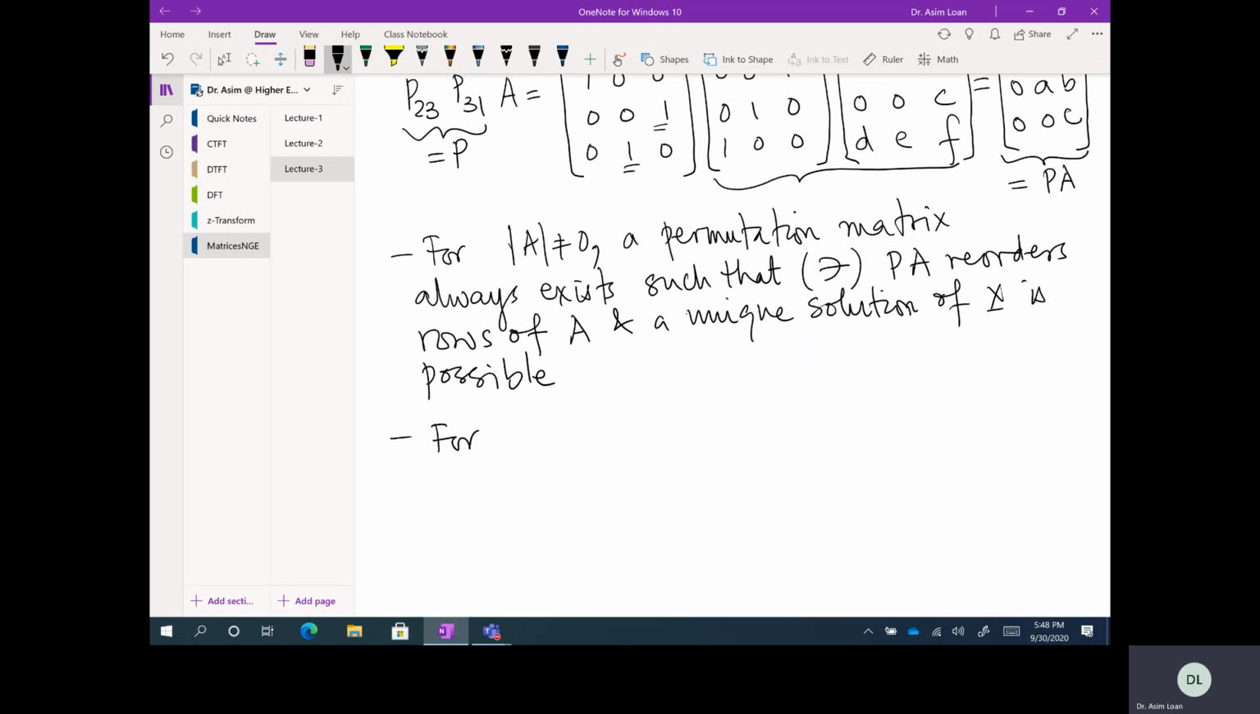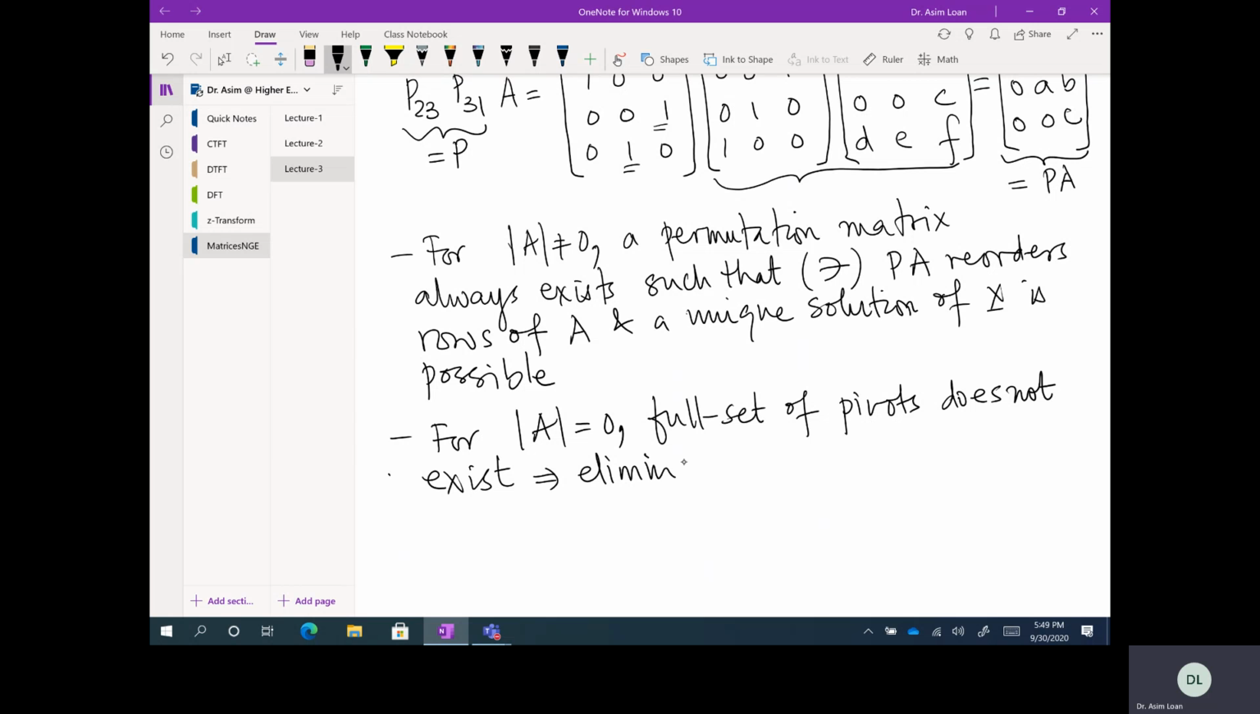So for singular A, a full set of pivots does not exist, and this implies elimination fails. Okay, good.